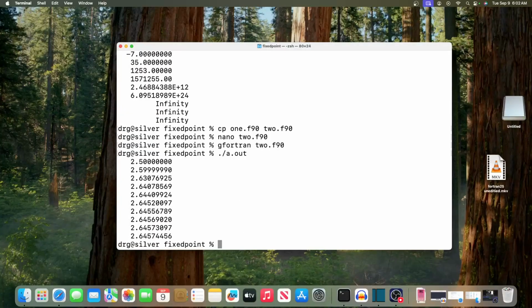I get, at the very end, 2.64574456. If you look at the previous estimate, the one above that, you can see there's still a significant difference between the two. However, it does seem to be working. It seems to be settling down to a number that's about square root of 7, as it should.